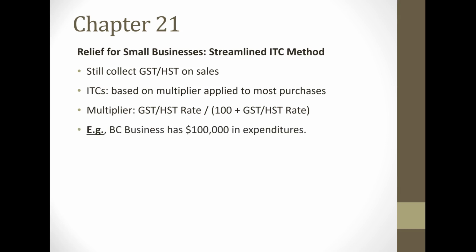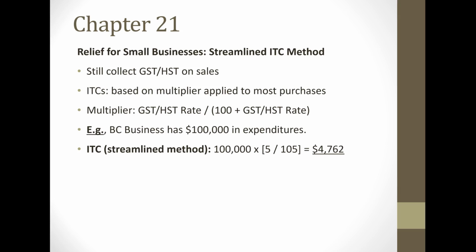So if a business in BC, let's say, has $100,000 in expenditures, the input tax credit based on the streamlined method would be $100,000, that's their expenditures, times the GST rate, 5% in BC, divided by 100 plus that 5%. So their input tax credits would be $4,762. They would still have to figure out the total GST collected minus this $4,762, and the net amount would be what they have to remit to the government.